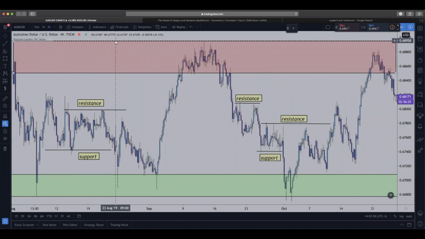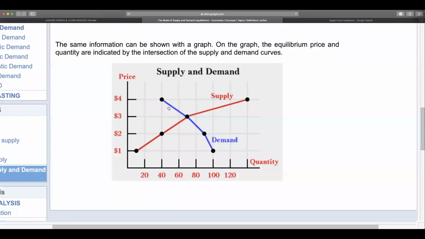Today I wanted to go over what is the difference between supply and demand and support and resistance. And for me to really show you guys the difference, let's go back to what you find online if you look up supply and demand and support and resistance. So if you look up supply and demand, you'll find something like this, where on the bottom you have quantity, on the top you have price.